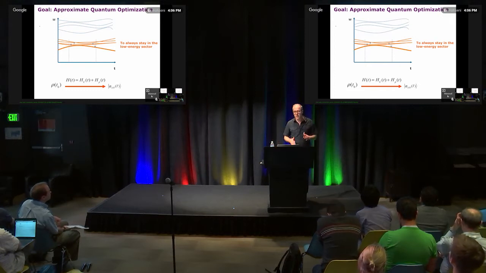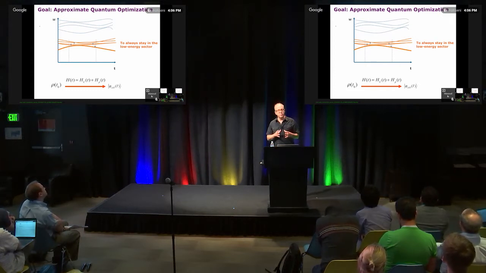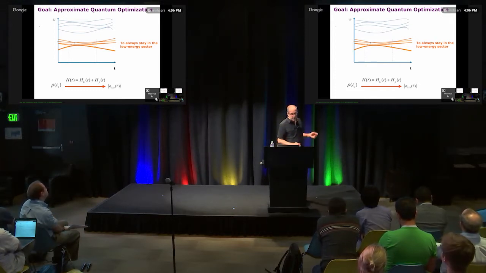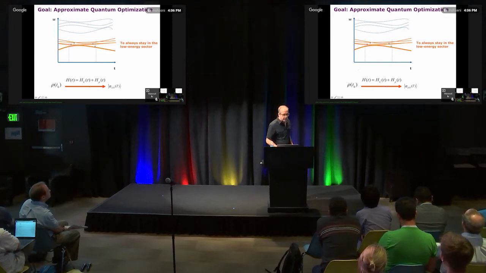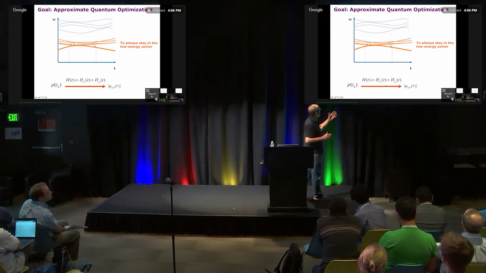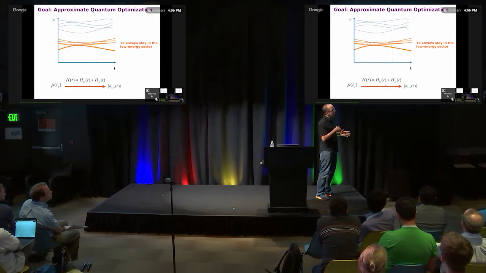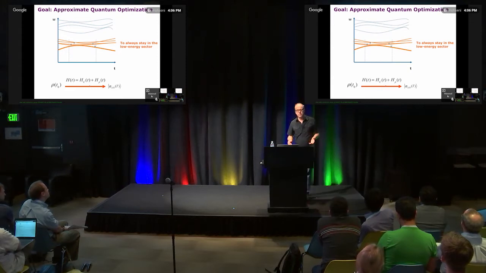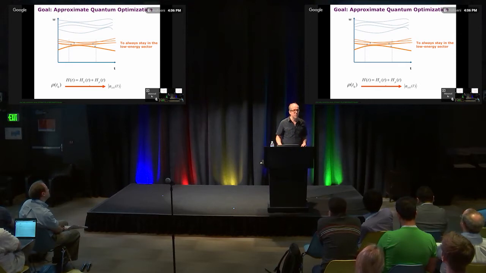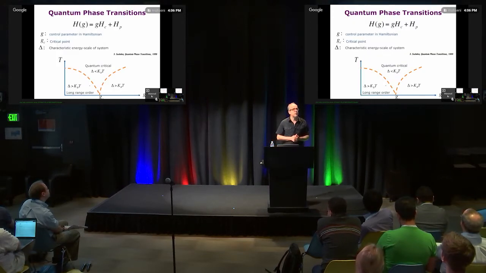So the idea is how we can engineer a control field that can be constructed inhomogeneous in time and space, such that it allows you to open up a gap between the low energy sector and the higher excited states.